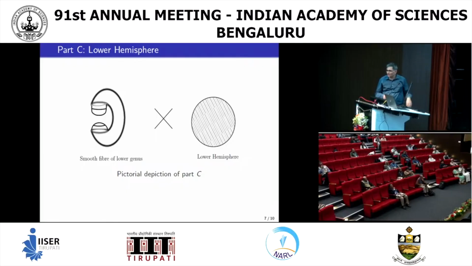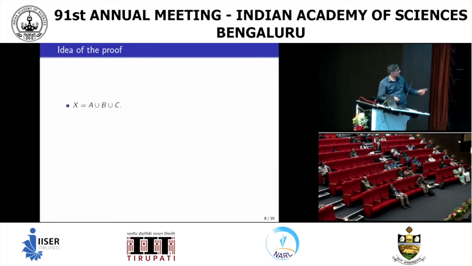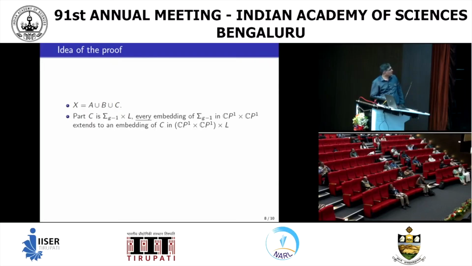If the original donut had K punctures, then this will have K-1 punctures. So what we'll do is we'll embed each part separately. Let's recall that X is A union B union C, and what we know about part C is that it is just a donut with a smaller number of punctures times the lower hemisphere, where L is the lower hemisphere.